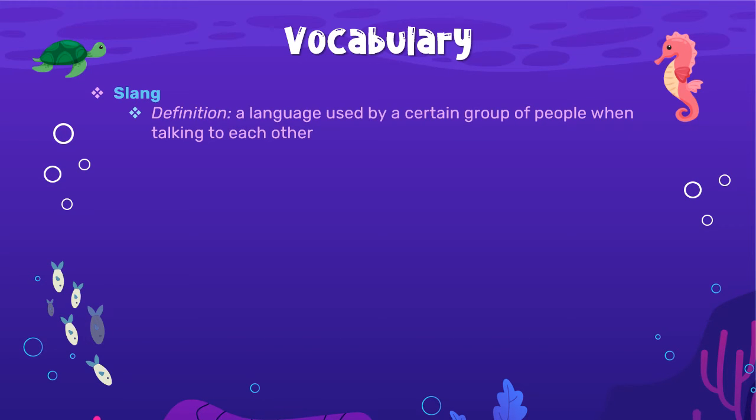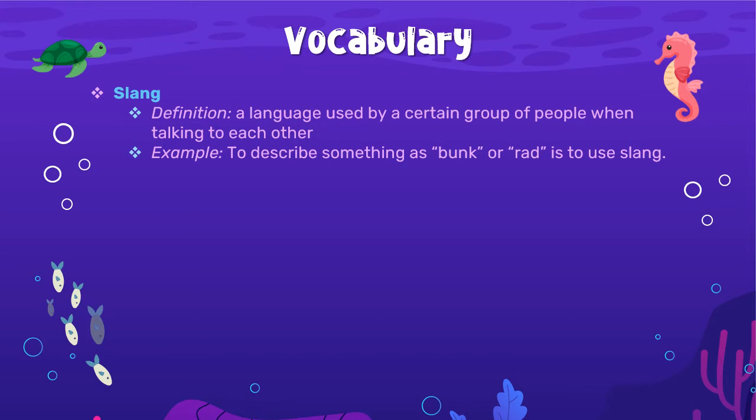Those would be a language used by a certain group of people when talking to each other. Not an idioma. It's a language in your specific idioma. So there's English slang, there's Spanish slang, there's German slang, but it's used by a certain group of people. It's like these certain words that certain people understand. They have a certain meaning with that particular group. For example, to describe something as bunk or rad is to use slang.